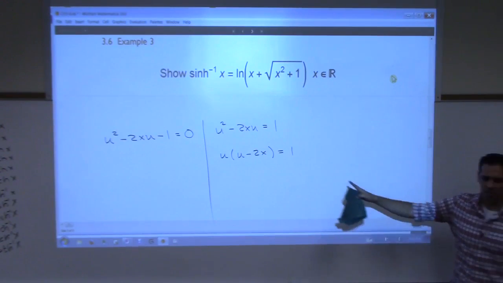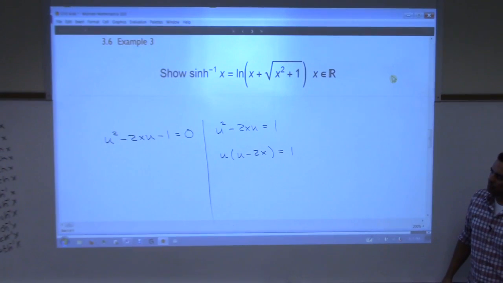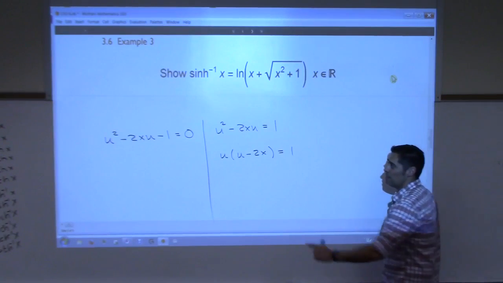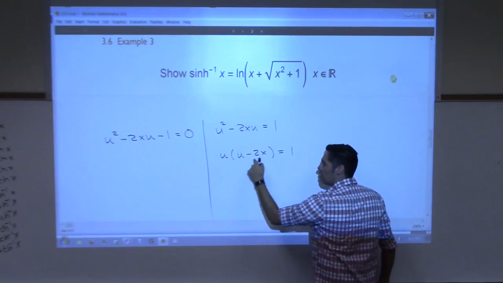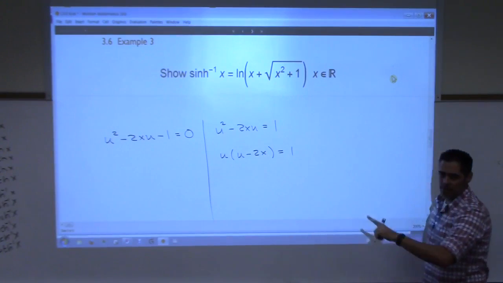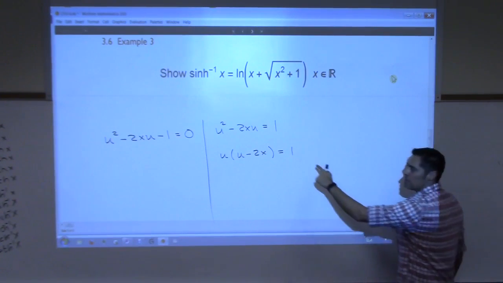Hold on, let's finish this one first. Can I do anything with that? Can I set u equal to 1 and this equal to 1? Yes. Can I? No, it has to be a 0. This has to be a 0.